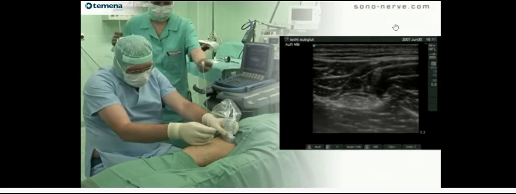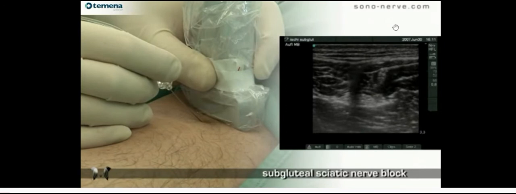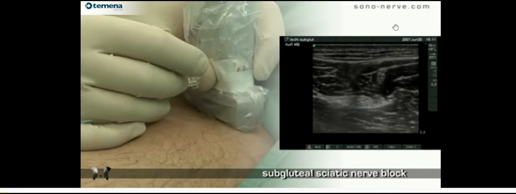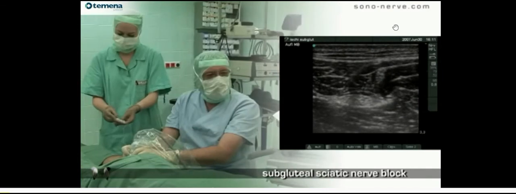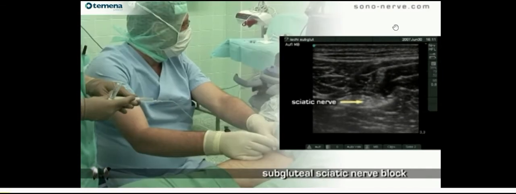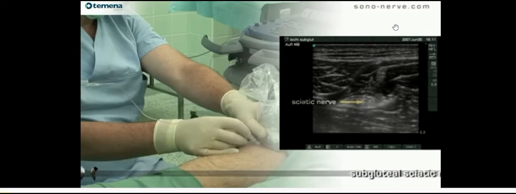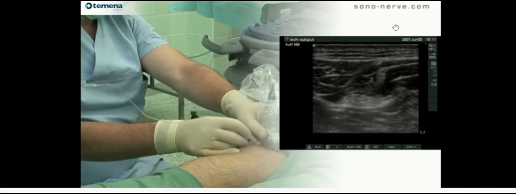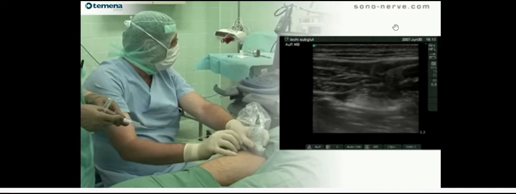A 38 mm linear probe at a frequency of 13 MHz was used. For this approach, we use an out-of-plane technique. Because the sciatic nerve is a large nerve, it is often difficult to surround it with local anaesthetic with a single injection, and therefore a multiple injection technique is used.